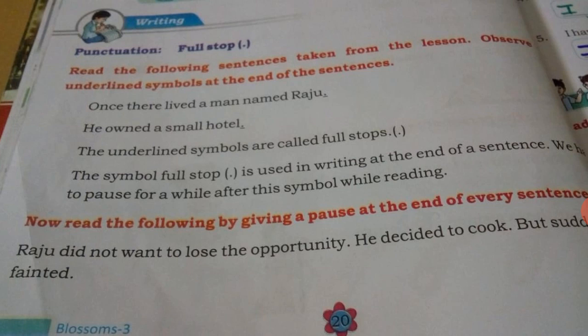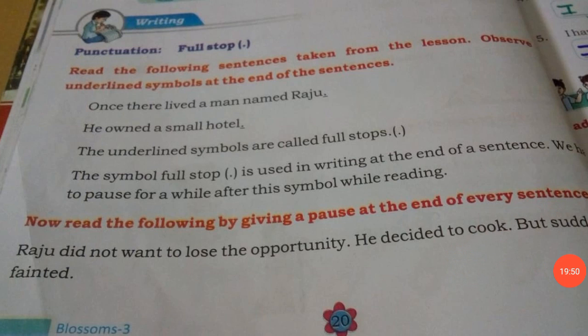Raju did not want to lose the opportunity. He decided to cook, but suddenly he fainted. You might have observed I am stopping at the full stop. I am giving a pause at the end of the sentence. You should read like that only.